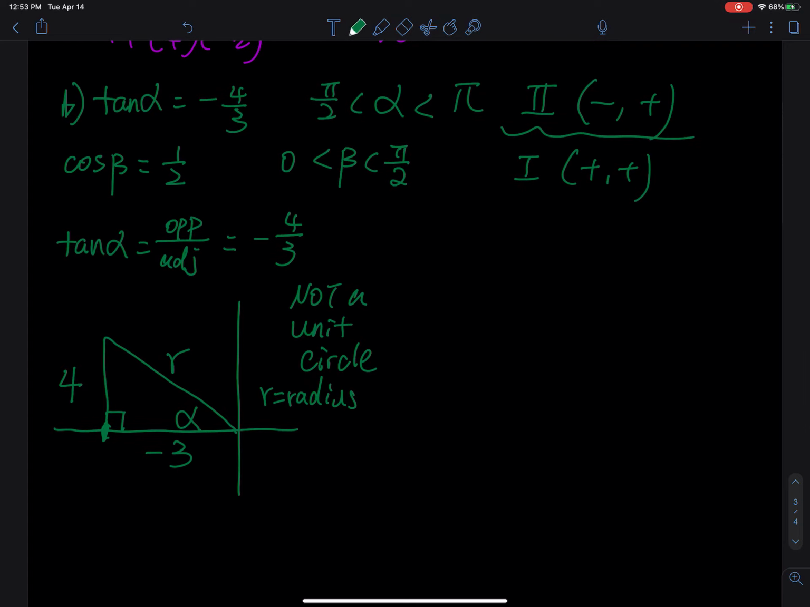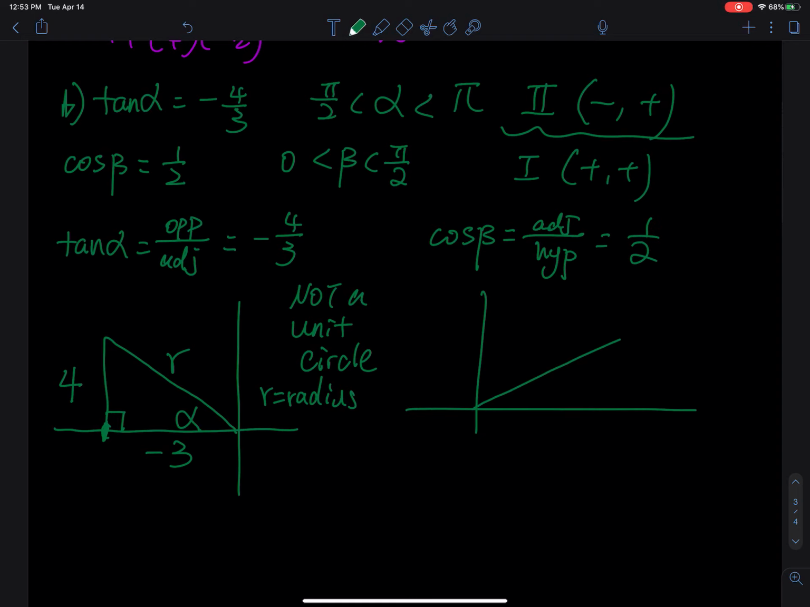Let's do the cosine beta. So we draw cosine beta, see what's SOH CAH, right? Adjacent divided by hypotenuse equals 1/2, and this is in quadrant 1, so we draw a right triangle in quadrant 1. This is your beta, and adjacent to it is 1, hypotenuse is 2, and what is this? This is a y, right? So this point is (1, y), and this point is (-3, 4).